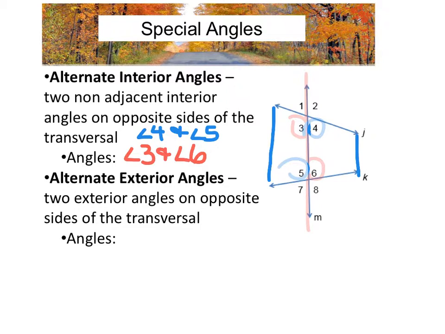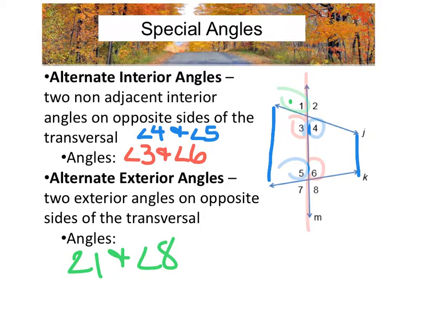My alternate interior, again, the interior angles again were 3, 4, 5, 6, but opposite sides of that red transversal would be 3 and 6. That would be together, and then 4 and 5. Now let's do the alternate exterior, the angles that are outside, but on opposite sides of the transversal. Okay, so what would be alternate exterior to 1? Alternate exterior to angle 1 up here. Manuel? 8, good. So 1 and 8.